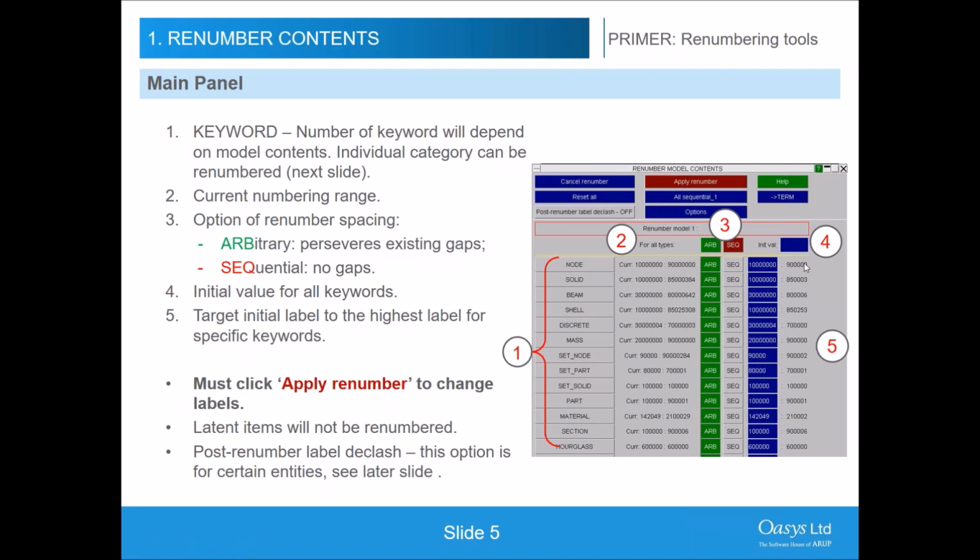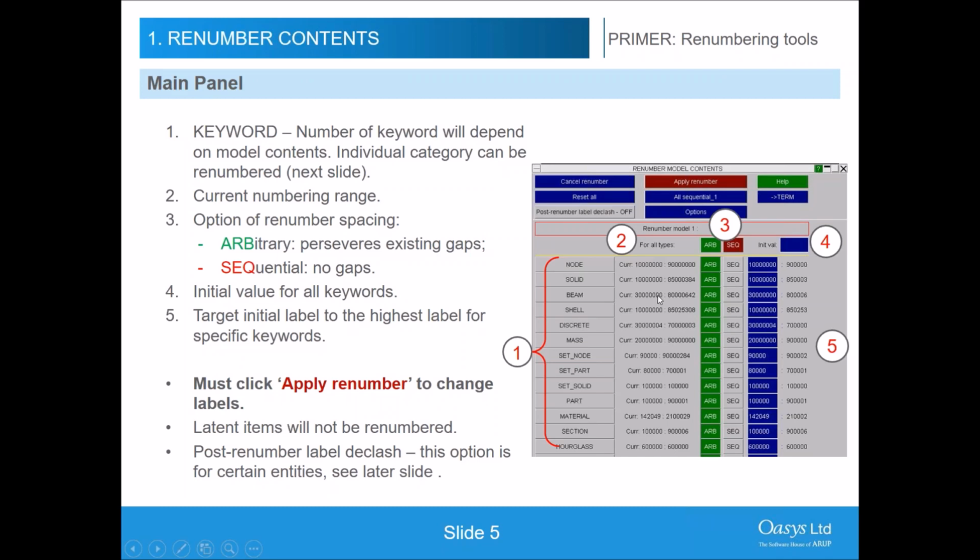And then on the right, it shows you what the target highest range would be if the numbering is carried out, and you can't change that. That will be based on your choice of either arbitrary or sequential, so that would change what the highest number will be. And you must click apply renumber in order for any of this to take effect. Otherwise, it would not save any of the information that you've changed. So that's important to note.